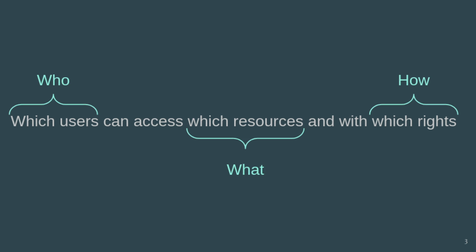There are three main pieces to consider: who, which users have access; what, which resources are being protected by access control; and how, what type of access is allowed, for example, read, write, or execute access. We use the terminology subject to describe the entities needing access, object to describe the protected resource, and right or type for the type of access allowed.